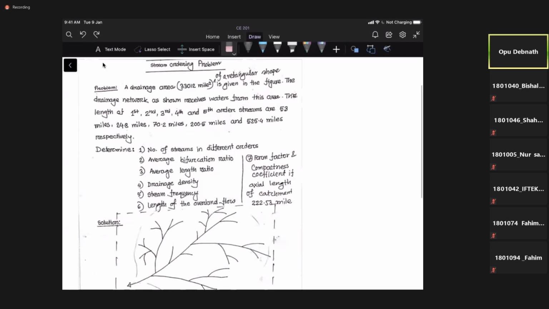So there are basically 8 parameters. First of all, the method we should follow is Horton's method, Horton's stream ordering method. So let's start.